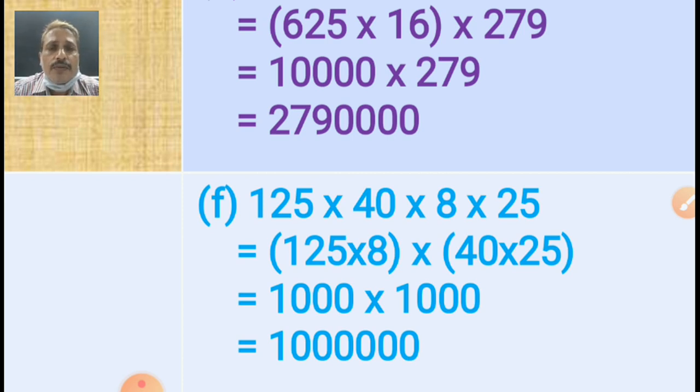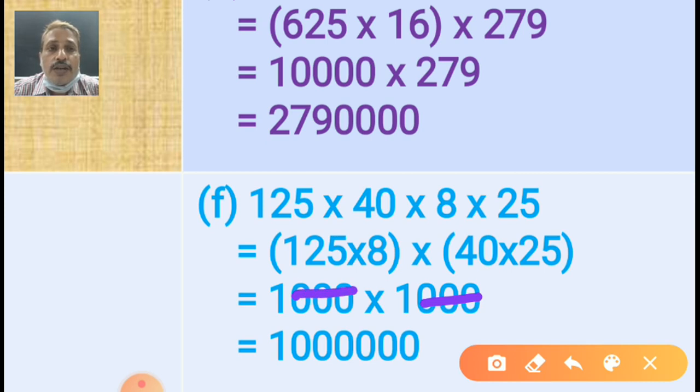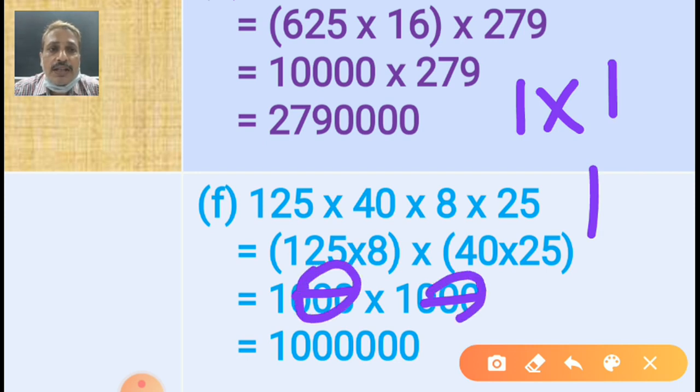Okay, let's see. 125 multiplied by 8, how much? Yes, 1000. And what about 4 into 25? 100. But one more zero is there in 40. 1000 has 3 zeros. Send these 3 zeros outside. What is left now? 1 into 1, and we know 1 into 1 is 1 only. And how many zeros did you send out? 3 here and 3 here. 6 zeros backside. Now, anyone tell me what this number is in words?